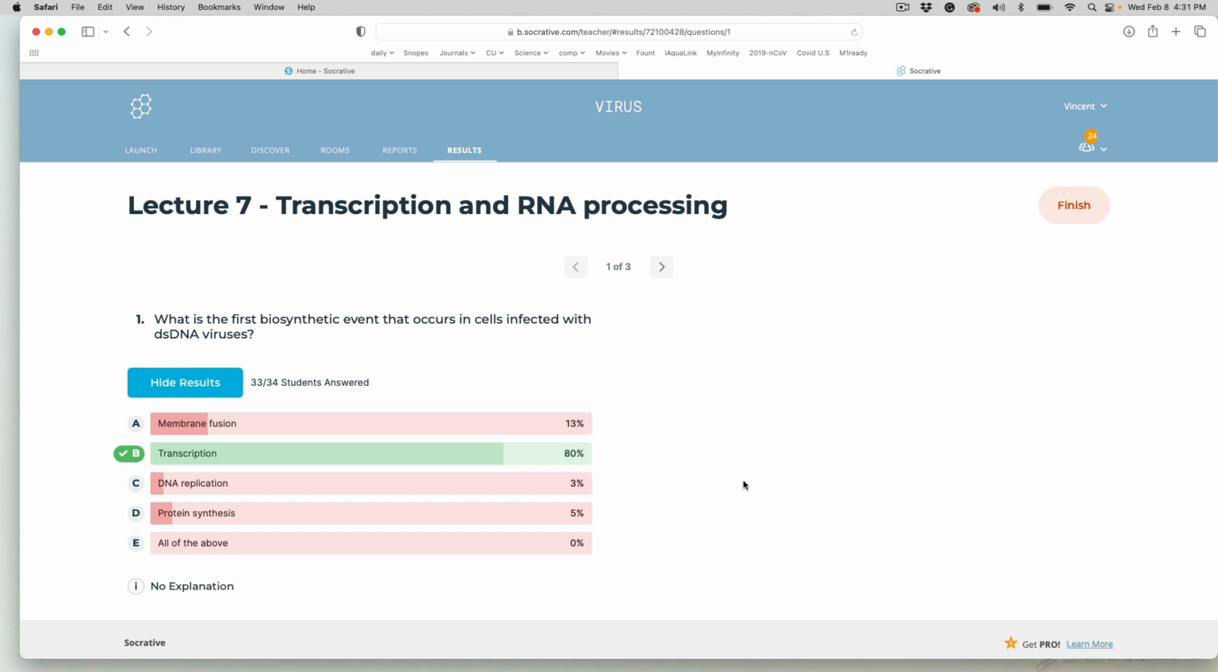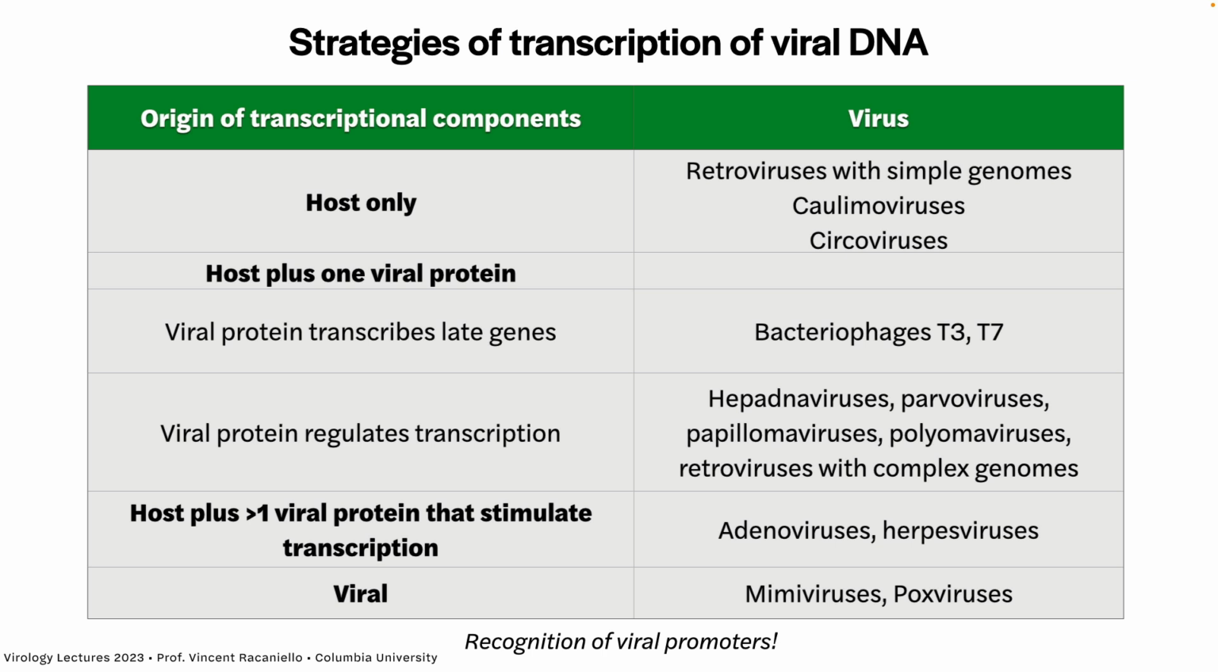Now, here are some strategies of transcription from very simple to very complicated. So on the left is the origin of the transcriptional components, right? What you need to make mRNA. And so for some viruses, everything comes from the host. There's nothing that's virus specified for transcription, right? For DNA synthesis, it's another story. But for transcription, these viruses, retroviruses with simple genomes, what does that mean? They encode fewer proteins than HIV, which is a retrovirus with a complicated genome that encodes a lot of proteins. So we'll talk about some of those.